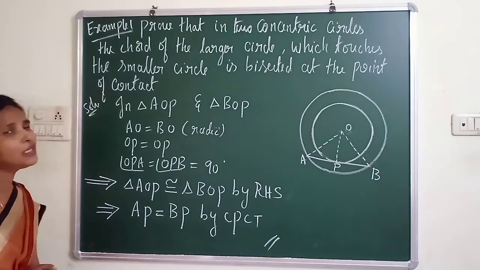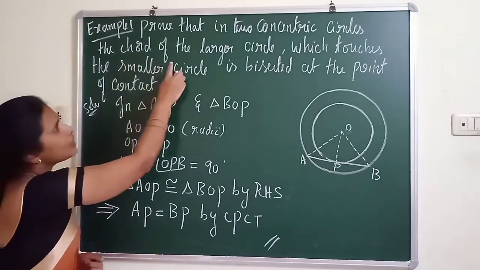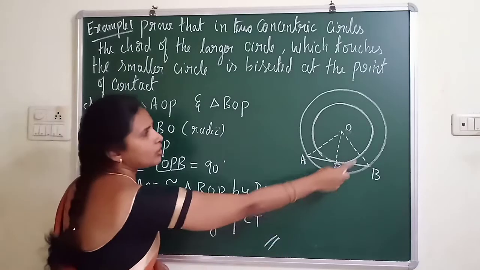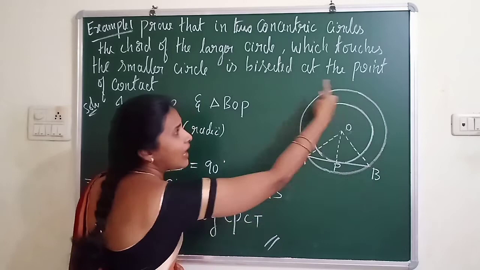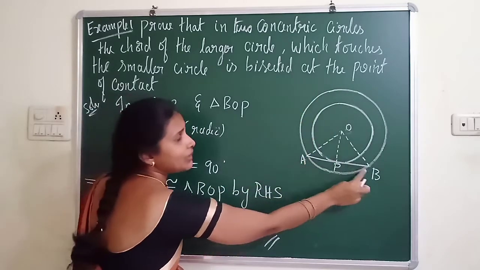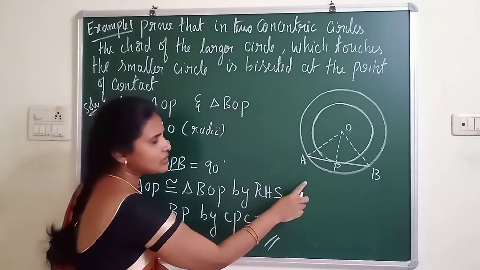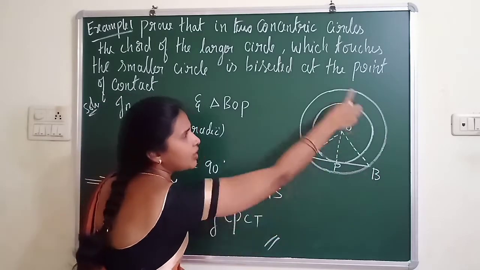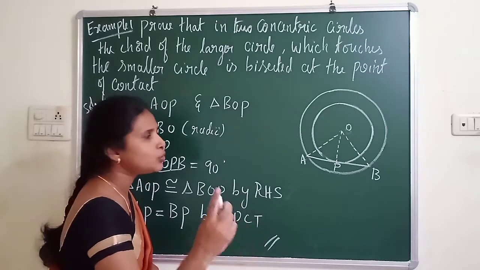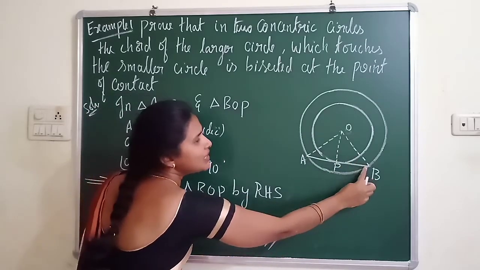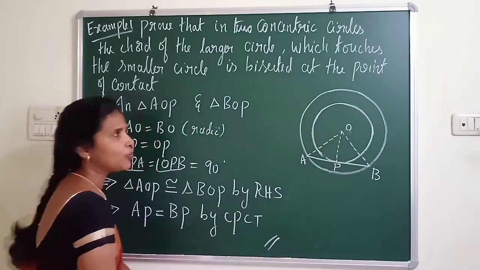So example 1 is given: prove that in 2 concentric circles, the chord of the larger circle... You can see here I have drawn the 2 concentric circles. AB is a chord for the larger circle, but what is AB for the smaller circle? AB is a tangent. So just concentrate. AB is the chord for the larger circle. As you know the definition of chord, it intersects the circle at 2 points, and AB is a tangent for the smaller circle because it is intersecting at 1 point.